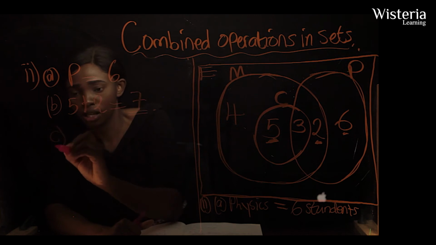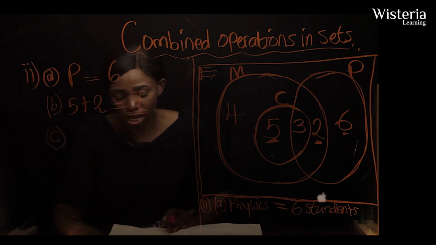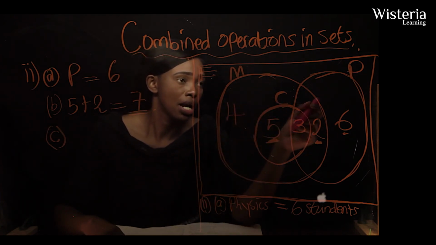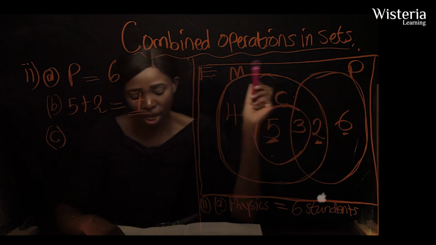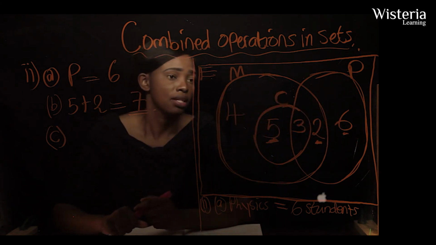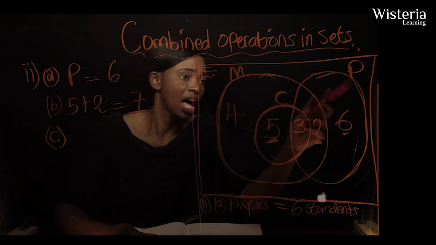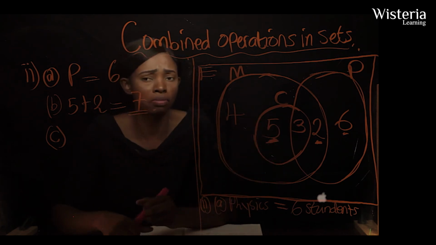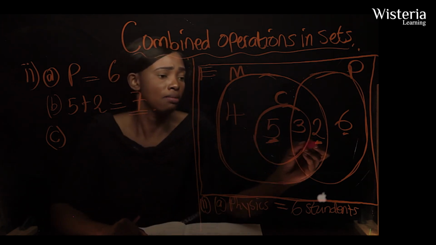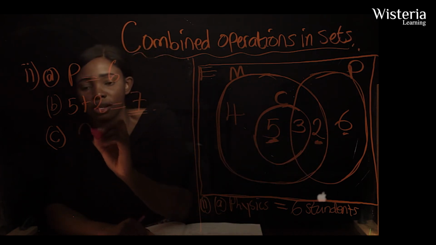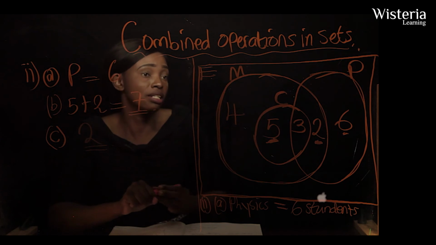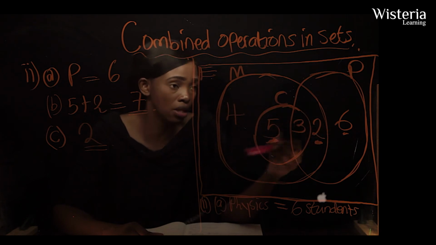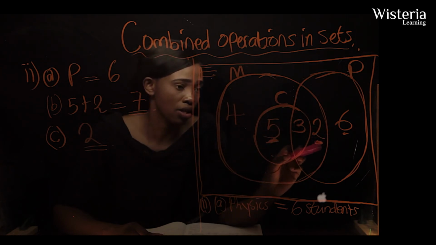Then C, we are finding how many students study mathematics and physics, but not chemistry, meaning C complement. So these are the ones here too. They are just 2 students. We remove chemistry, meaning C complement, so what we are remaining with is 2.